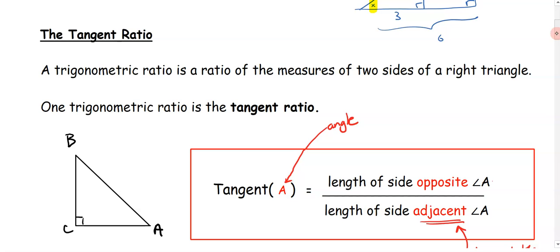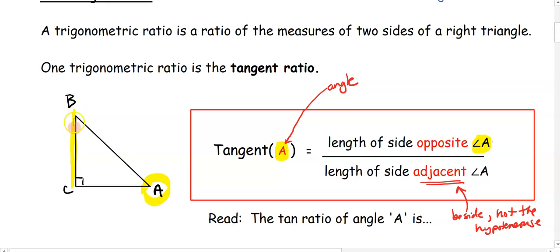So the 2 sides we're going to take for the tangent ratio is the side opposite the angle as compared to the side adjacent the angle. So if I'm talking about angle A here, then I'm going to take the side opposite to angle A. Well, the side opposite to angle A is over here, right? If this is angle A, my side opposite of angle A is going to be side BC, right? I name the side based on the endpoints, the vertices, right? B to C or C to B, whichever way you want to name it, okay?